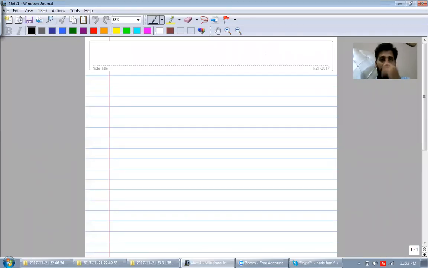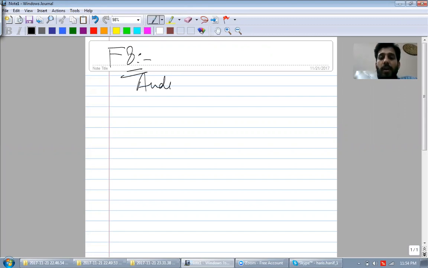Alright, this is the introduction to audit and assurance, which is paper F8 in ACCA. I'm giving a short introduction about what we mean by the term audit and what we mean by the term assurance.